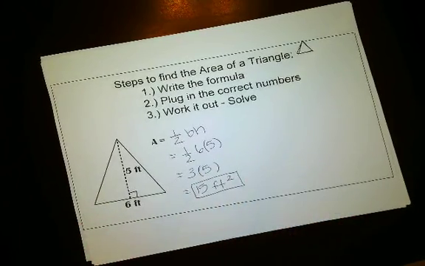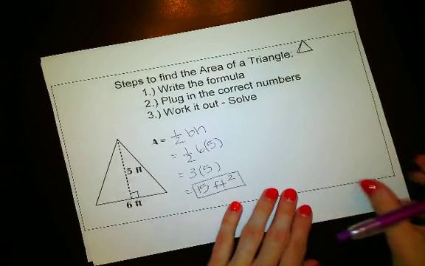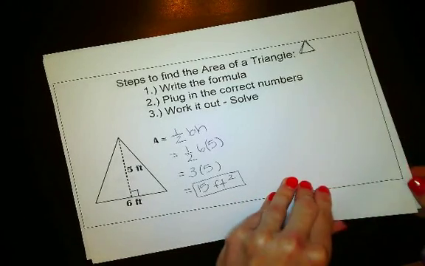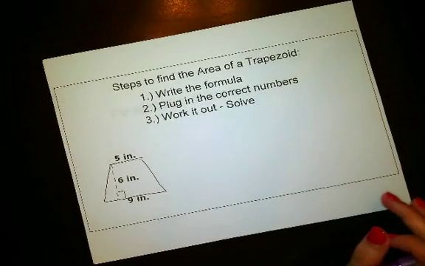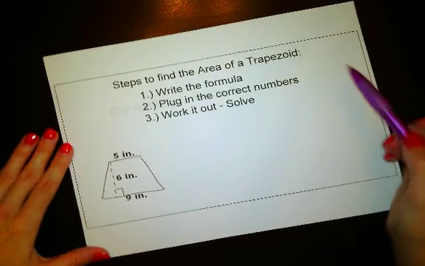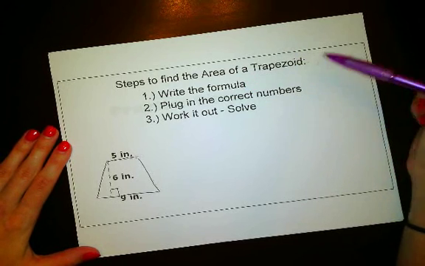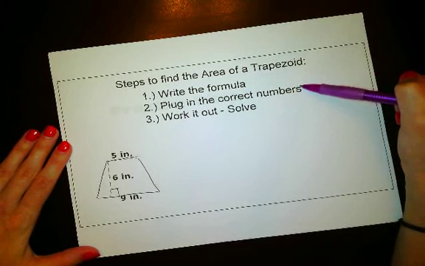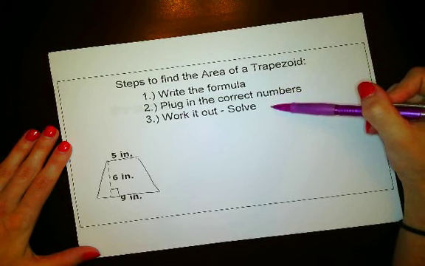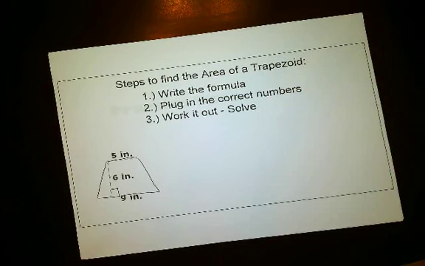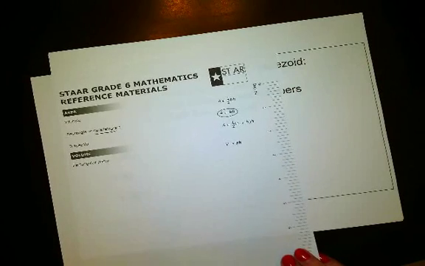We have another shape to look at. We're going to add in our trapezoid. I want you to notice that our steps have stayed the same. We're going to write down our formula. We're going to plug in our numbers, and then we're going to work it out and solve it. So let's find that formula on our star chart.